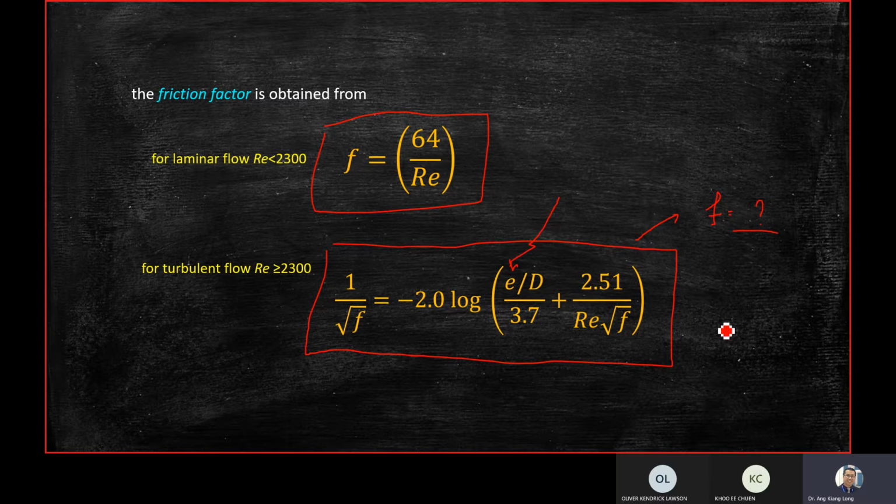One is for laminar flow, the above one, 64 divided by Reynolds number. The bottom one is for the turbulent flow. Clear, Ku and Oliver?